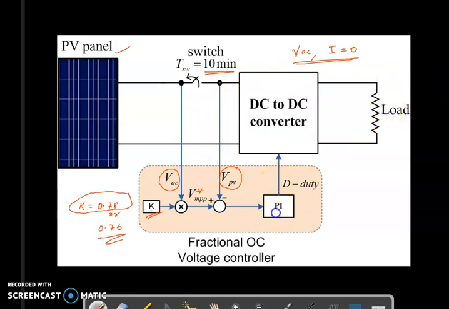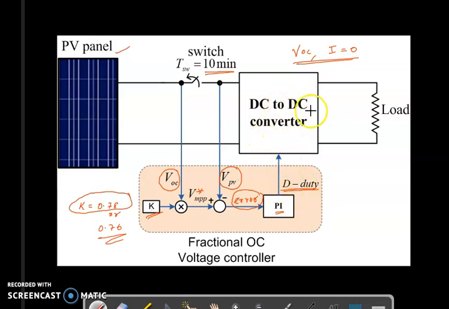And this PI controller always tries to bring this VPV close to VMPP. So an error is always generated by comparing VMPP and VPV, which is fed to the PI controller. The PI controller always tries to minimize this error, making it 0, by bringing VPV close to VMPP. So this PI controller will generate the appropriate duty cycle for the DC to DC converter.